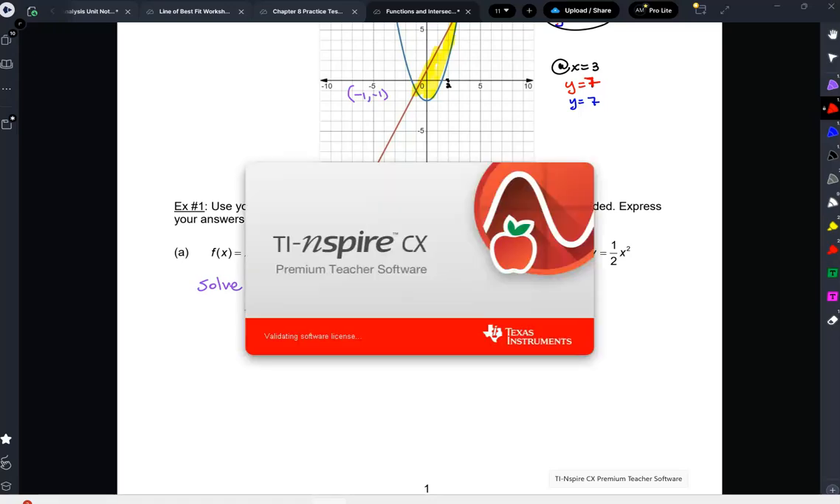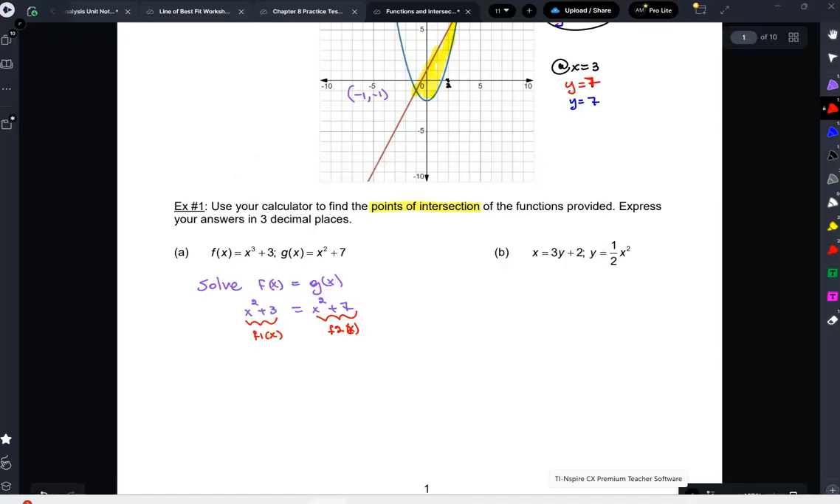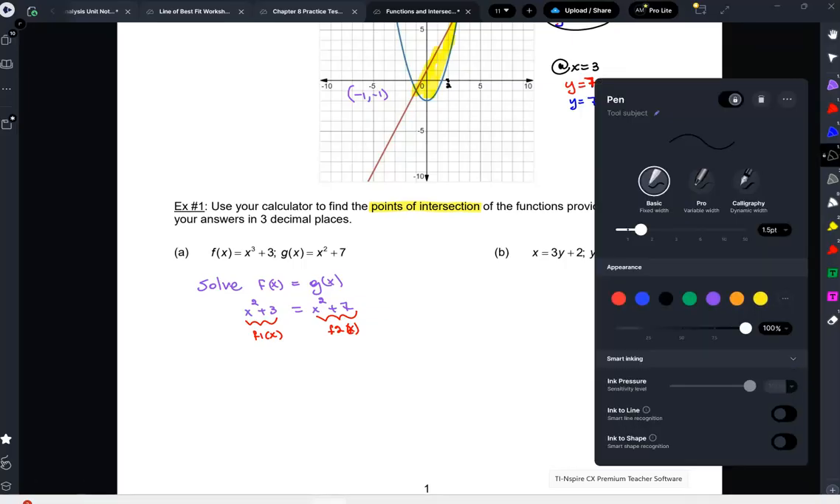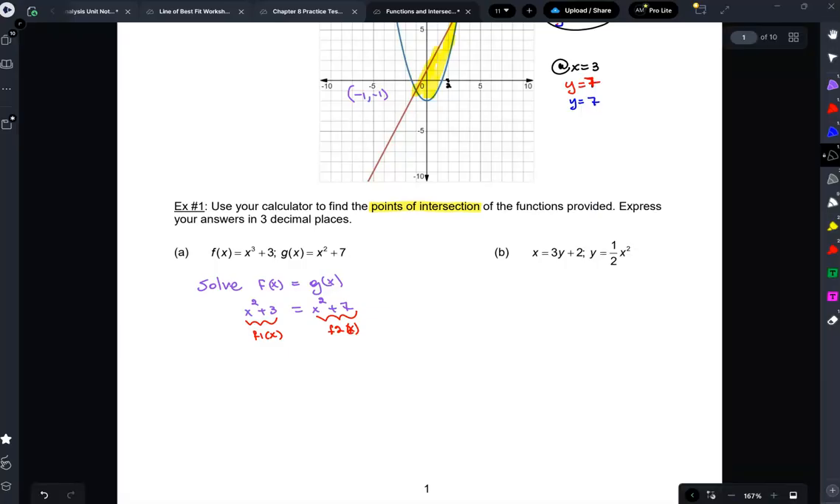So you graph the two of them and you find the points of intersection, and it happens to be how much? I got 1 point. Yeah, there's only one. What is it? (2, 11), exactly.